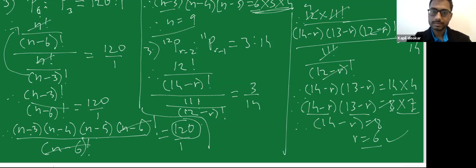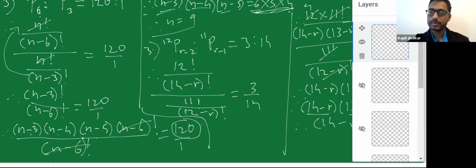Because there are 3 consecutive terms on the left hand side. That's perfect. So yes, you got it. There are 3 consecutive terms on left, so I need 3 consecutive terms on right. So I've taken 6 into 5 into 4. If there are 4 terms on my left side, then I would have taken 5 into 4 into 3 into 2. Okay, so we'll move to next question then.